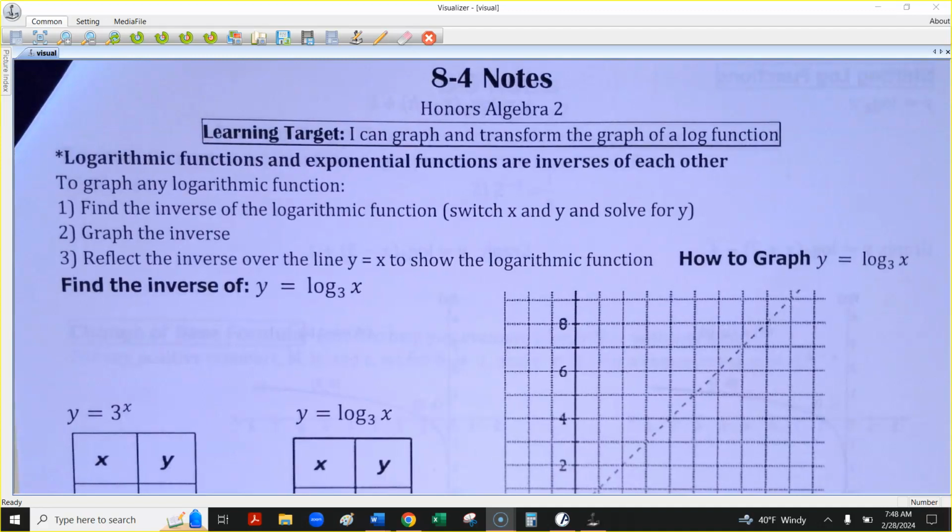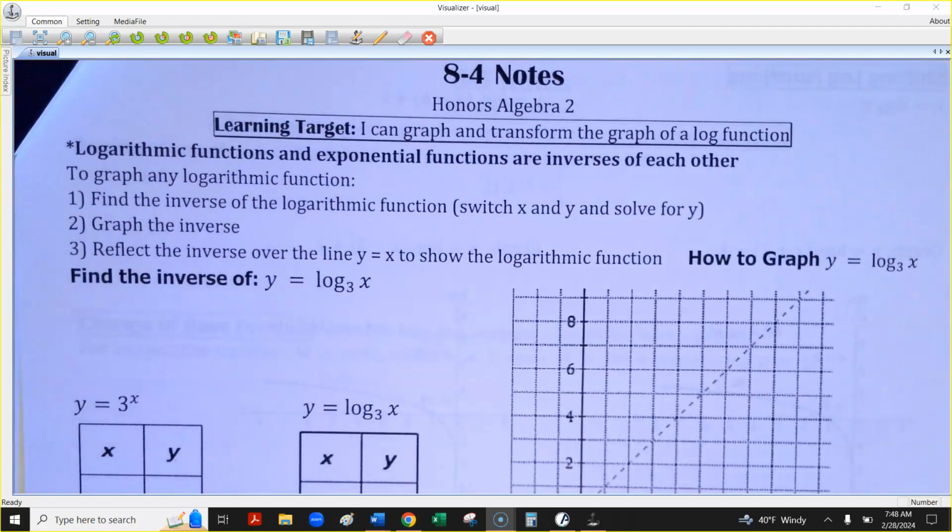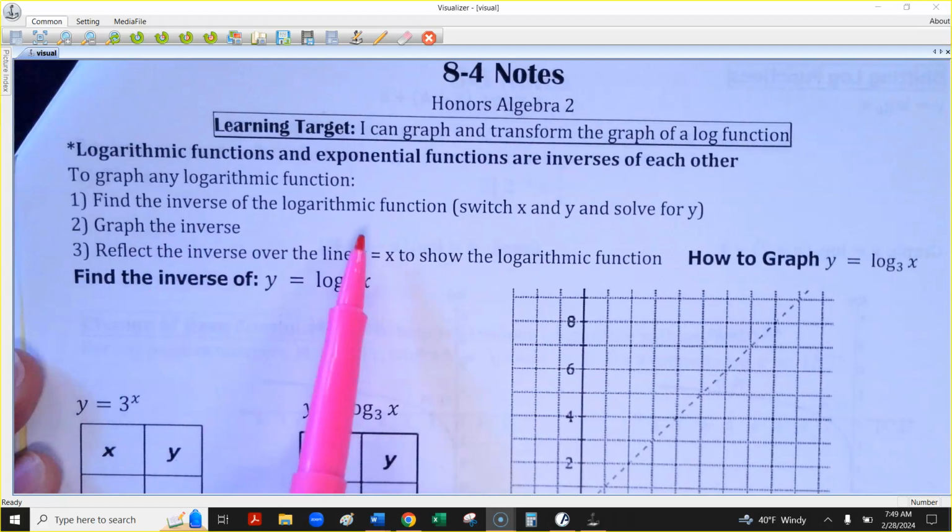When we introduce the log. So you've graphed a bunch of exponentials. Log is going to be an inverse of an exponential. So this says find the inverse of the log function.